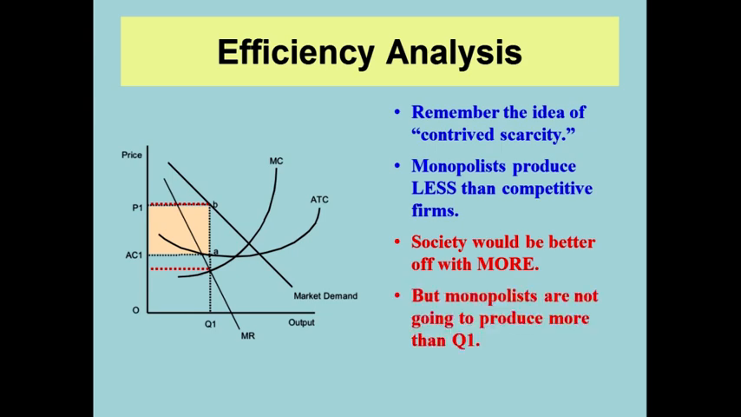But the monopolist is not going to produce more than Q1. Q1 is the profit maximizing or loss minimizing, but in this case, profit maximizing output level. The firm maximizes its profits at Q1. If it produces more, it's not going to maximize profits. So the monopolist doesn't care that it's not being allocatively efficient, but society should care.